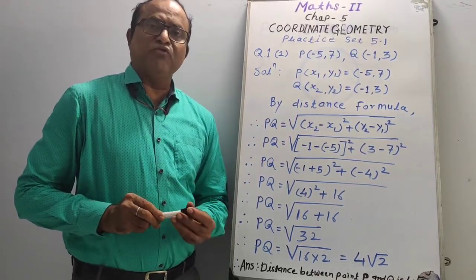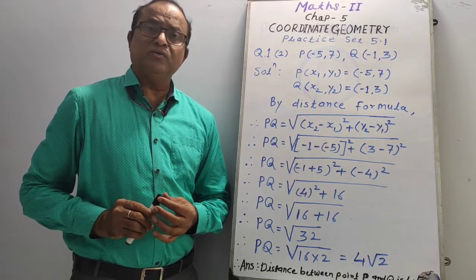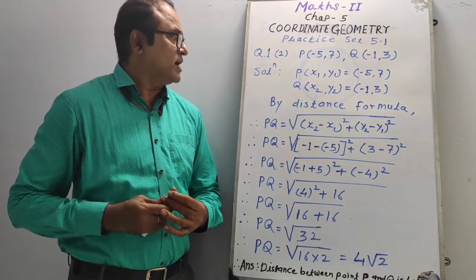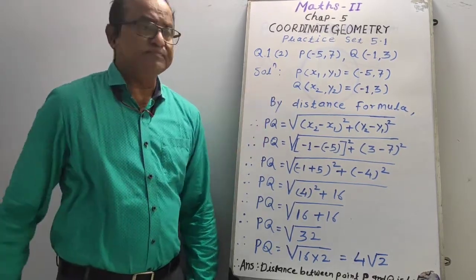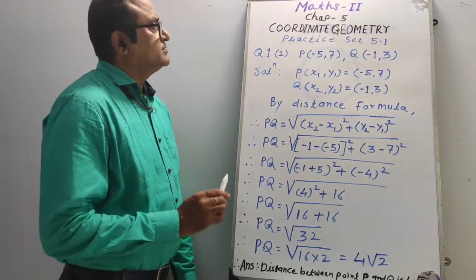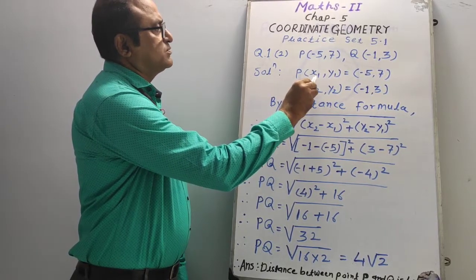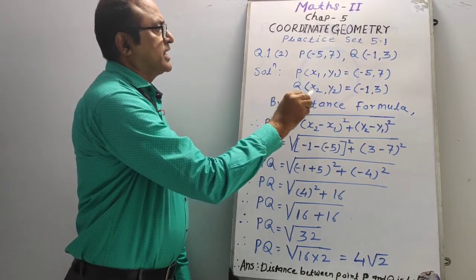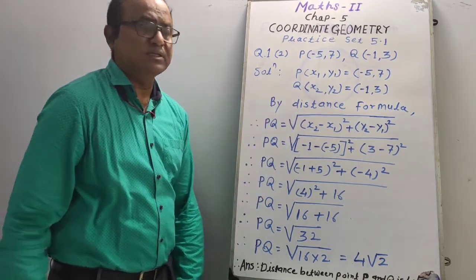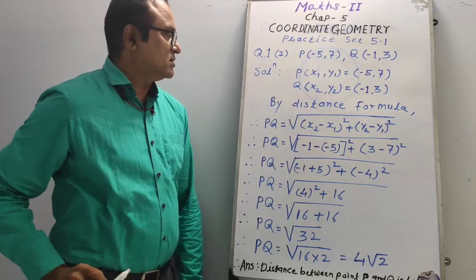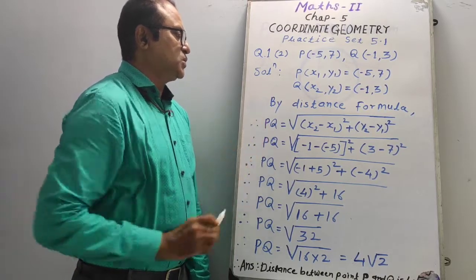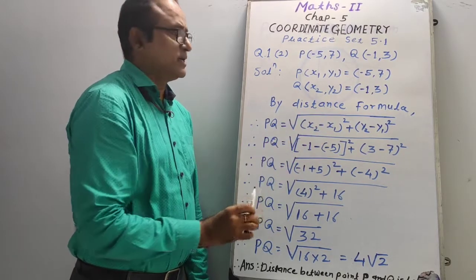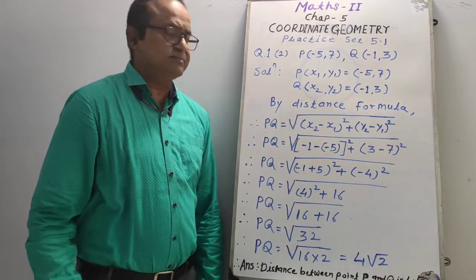In this example, we have to find the distance between 2 points, and the distance between 2 points can be found by the distance formula. Let's see. P(x1, y1) is equal to (-5, 7) and Q(x2, y2) is equal to (-1, 3). By distance formula, therefore PQ is equal to root of (x2 minus x1) whole square plus (y2 minus y1) whole square.